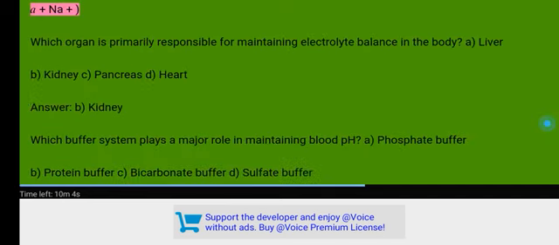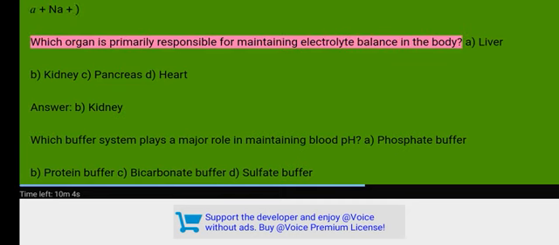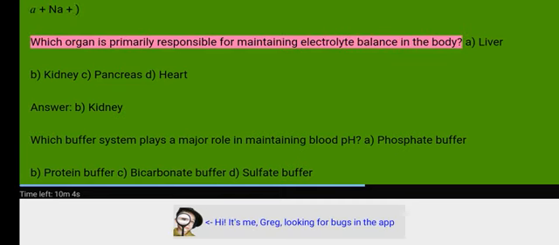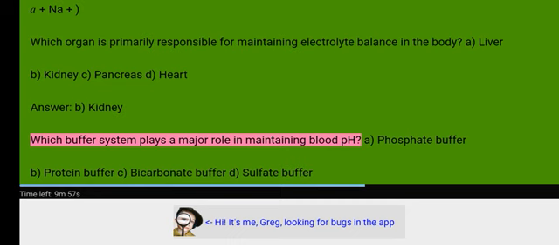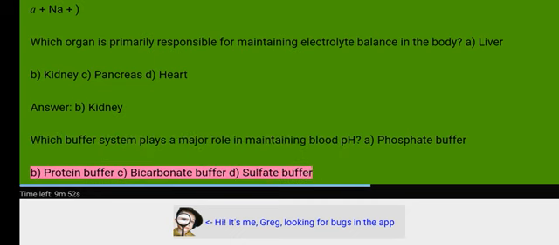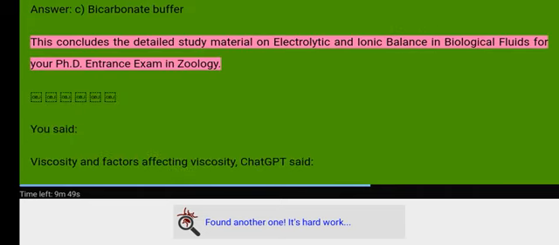Sodium, Na+. Which organ is primarily responsible for maintaining electrolyte balance in the body? A. Liver. B. Kidney. C. Pancreas. D. Heart. Answer, B. Kidney. Which buffer system plays a major role in maintaining blood pH? A. Phosphate buffer. B. Protein buffer. C. Bicarbonate buffer. D. Sulfate buffer. Answer, C. Bicarbonate buffer. This concludes the detailed study material on electrolytic and ionic balance in biological fluids for your PhD entrance exam in zoology.